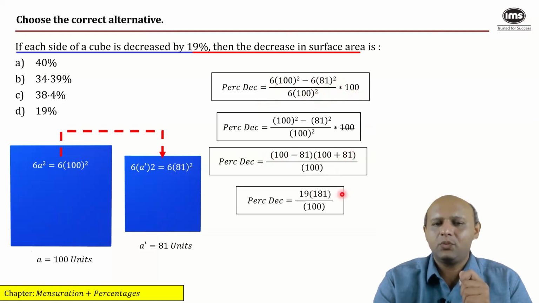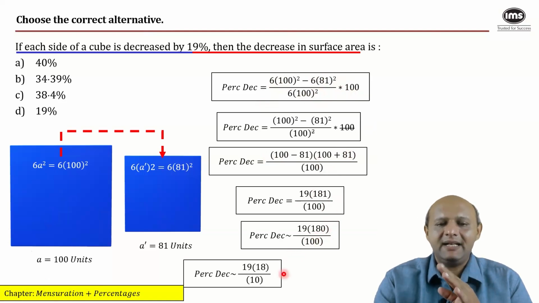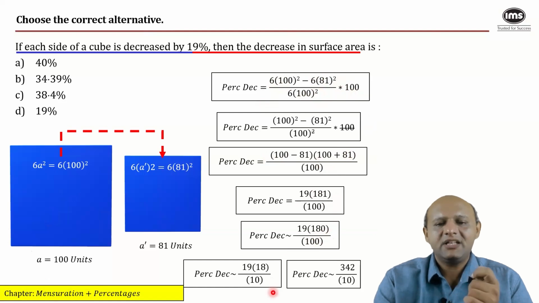So 19 times 180 roughly would be 19 times 18 upon 10, which is how much? 342 by 10. So roughly a drop of 34.2%. So therefore the answer is option 2, because there is no other option that is close. Okay, so that's the alternative for you.